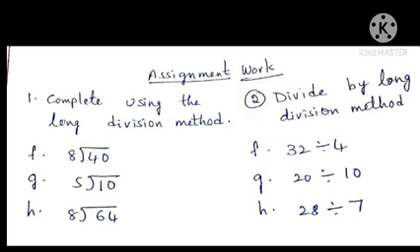Coming to the second question. Divide by the long division method. Here also F, G, H you have to do. F is 32 divided by 4, G is 20 divided by 10, H is 28 divided by 7. These 6 sums, 3 here and 3 here, you have to do neatly in your notebook. After doing the sums, you have to mention what is the divisor, coefficient, dividend, product and remainder. Do these 6 sums neatly, children, in your notebook.